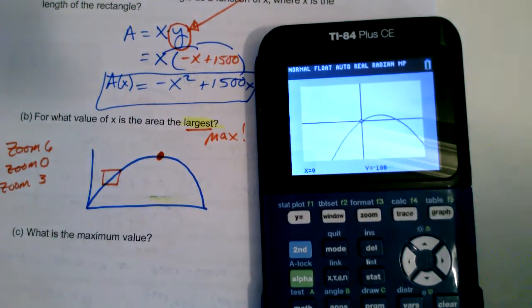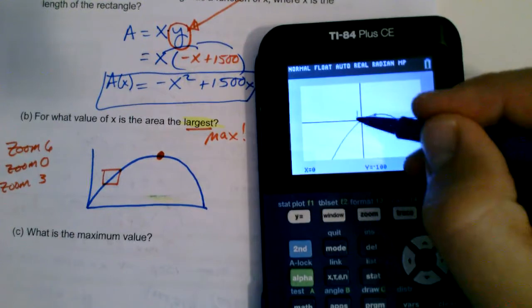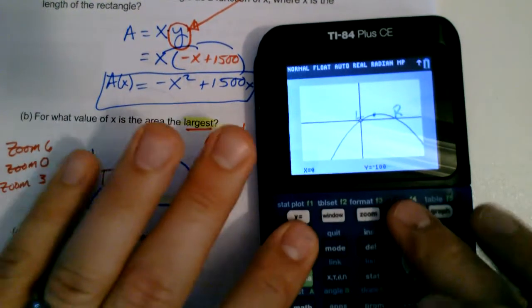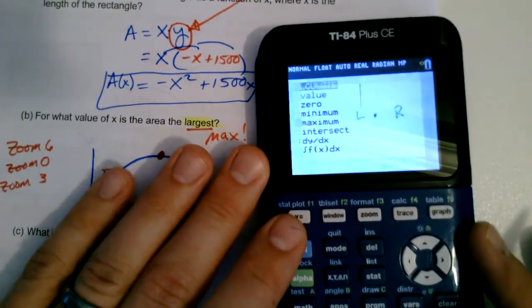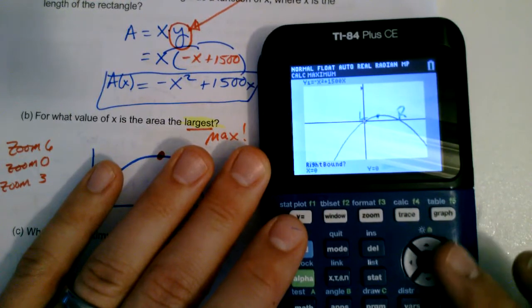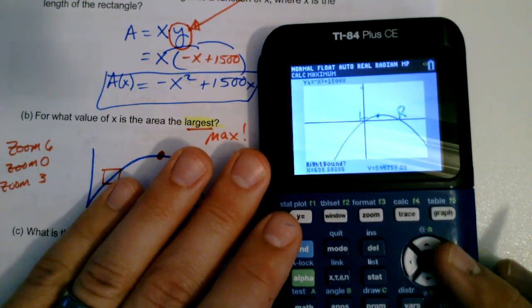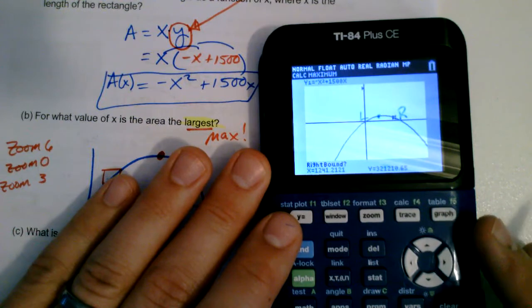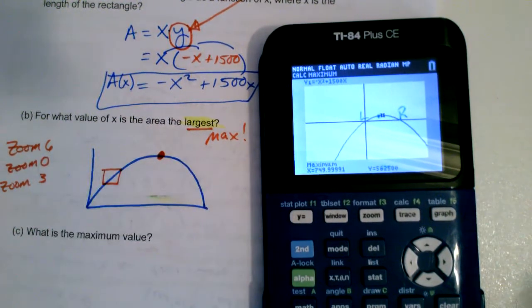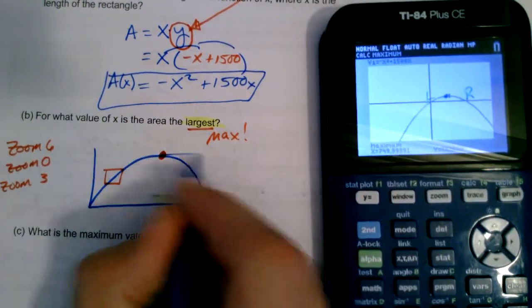All right, I want to find the top of this mountain right there. Second trace, maximum. Left bound, press enter. Right bound, press enter. Guess, press enter, and it jumps to the top of the mountain. I got 749.9999999. You might have got 750.000000. Again, round that. Okay, usually it's a nice number.